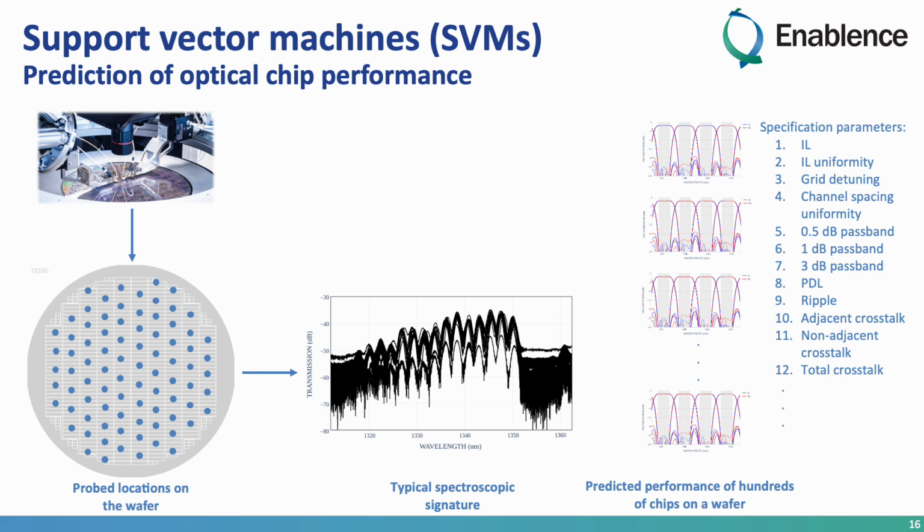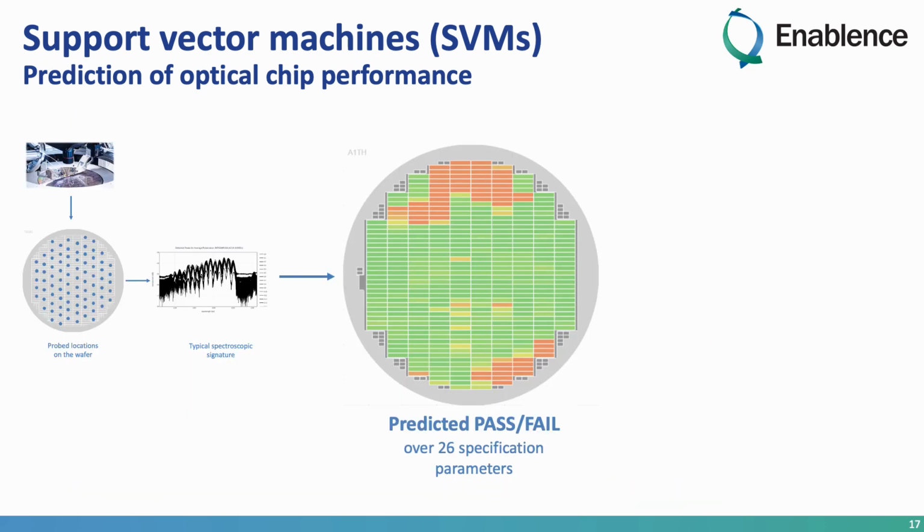The complexity of this problem absolutely necessitates the use of machine learning. Conveniently, though, the challenge of finding correlations within weak and noisy signals maps to one of the strengths of machine learning algorithms. So we've developed a support vector machine that allows us to do nonlinear binary pass-fail classification based on the probe data. So this is an example of one of our wafers.